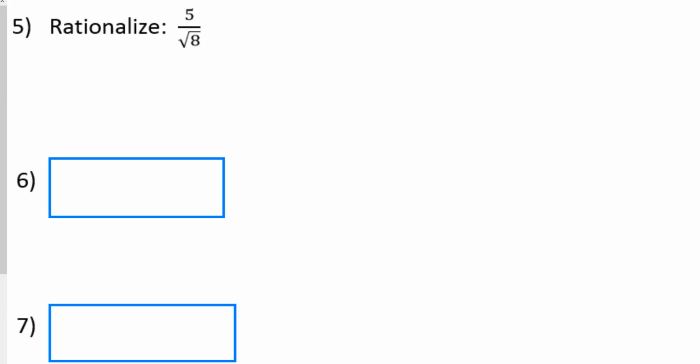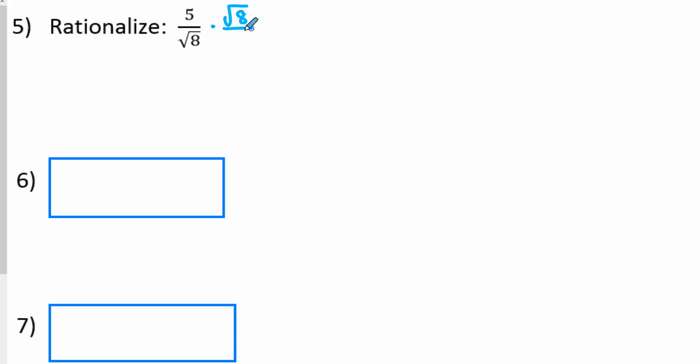Rationalize a denominator. Okay, remember that rationalizing the denominator is changing how the expression looks without changing its value. It's like you change your clothes and you change how you look, but you still have the same value. So we want to change how it looks by making it so that it no longer has a radical in the denominator.